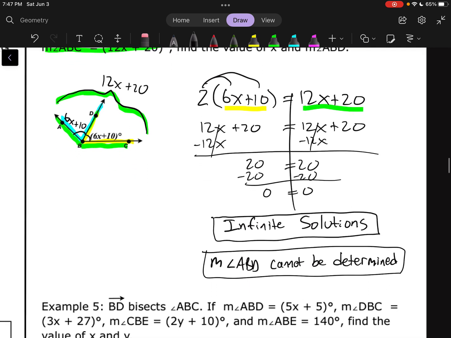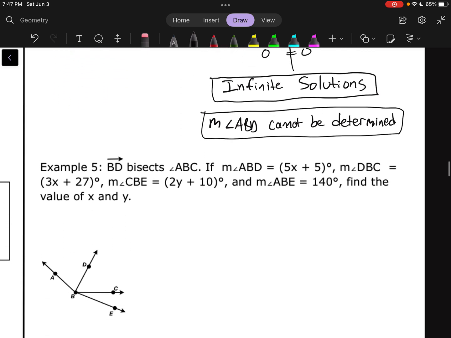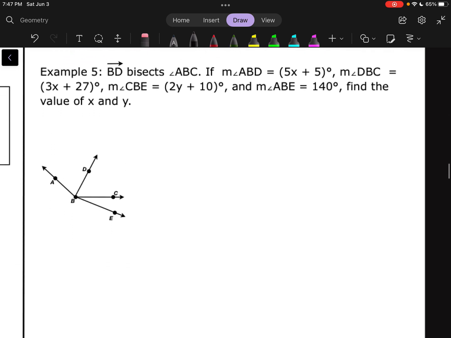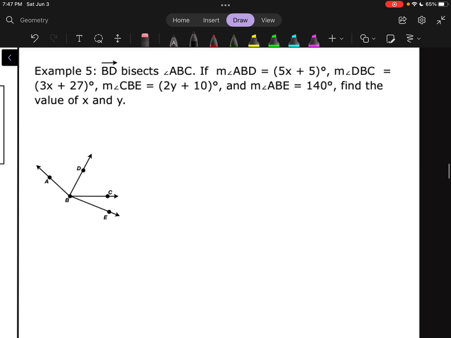All right, what do we have for our last one here? Ooh, this one's fun. Okay, so BD bisects ABC. That's the first thing that it says. So if BD bisects ABC, that means that these two parts got to be the same, right? Angle ABC is getting split in half. And let's label this thing. The measure of angle ABD is 5x plus 5. So this is 5x plus 5.